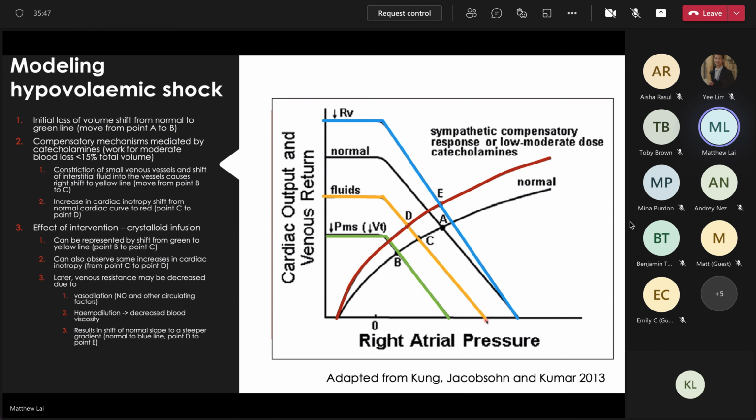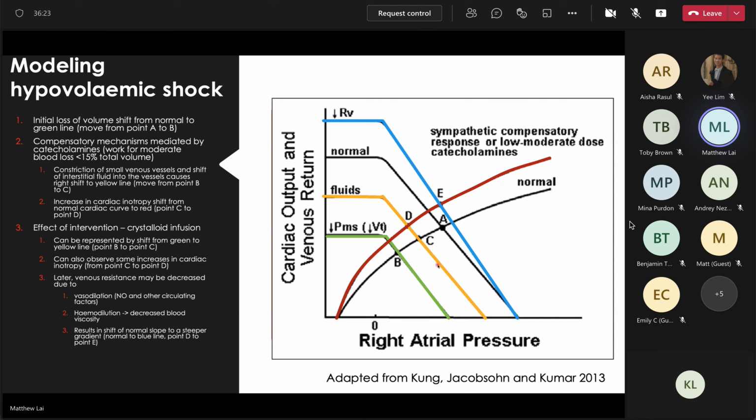Also, what catecholamines do, as we remember, is they increase cardiac inotropy. So your heart beats harder, in other words. And so our cardiac output curve increases, from normal to red. So as we can see, your body has some compensatory mechanisms to try and increase cardiac output again. But this only sufficiently works and is able to compensate for a loss of less than 15% of your total circulating volume.